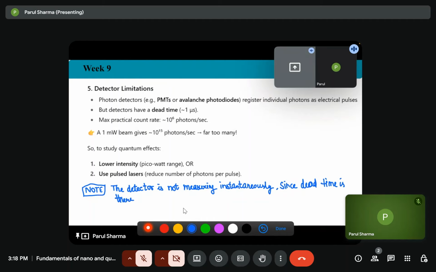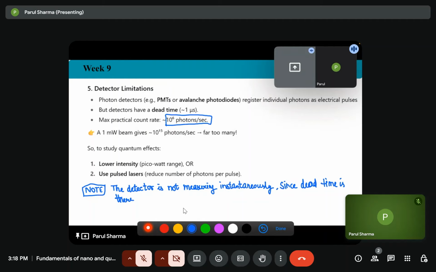So photon detectors, for example PMTs or avalanche photodiodes, register individual photons as electrical pulses, but detectors have some dead time. Suppose we have a dead time of one microsecond. What does it mean? Its meaning is, the maximum practical count rate for the detector is 10 raised to power 6 photons per second.